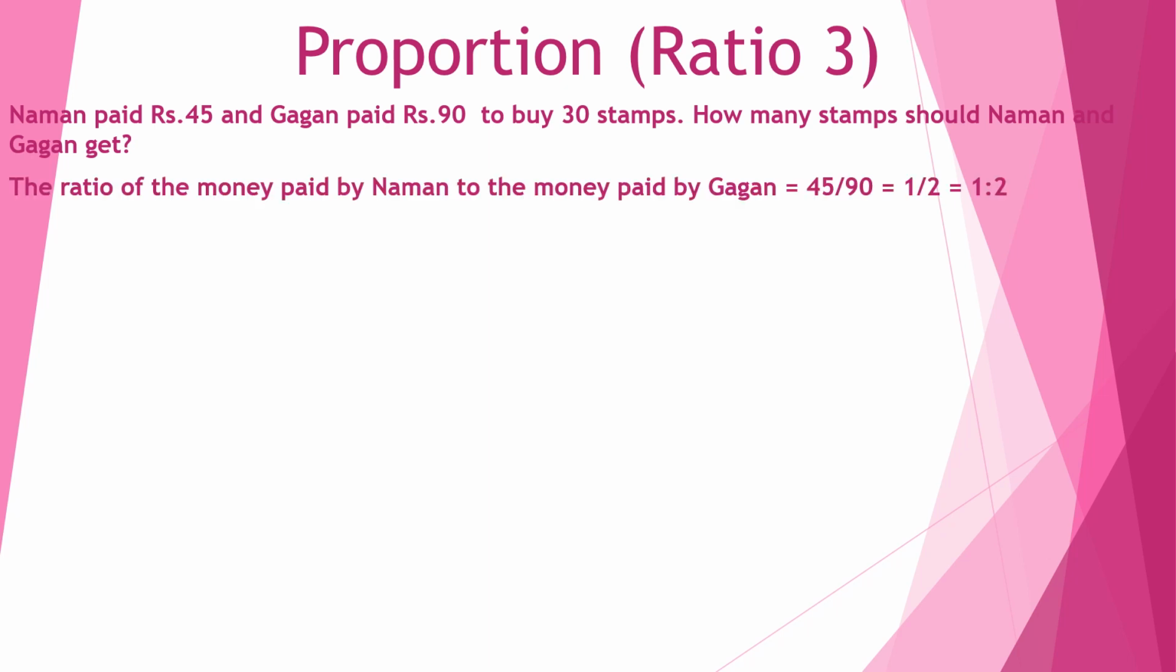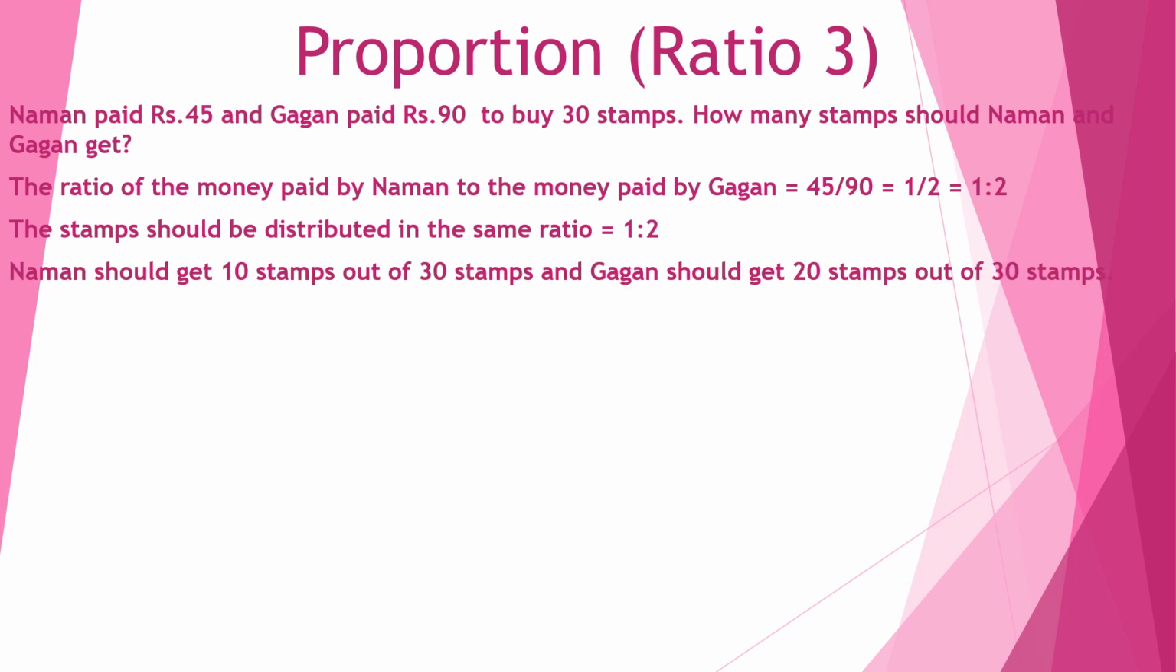Now the ratio of the money paid by Naman to the money paid by Gagan is 45 by 90, which is equal to 1 by 2 or 1:2. Now the stamps also should be distributed in the same ratio, that is 1:2. Naman should get 10 stamps out of 30 stamps and Gagan should get 20 stamps out of 30 stamps.